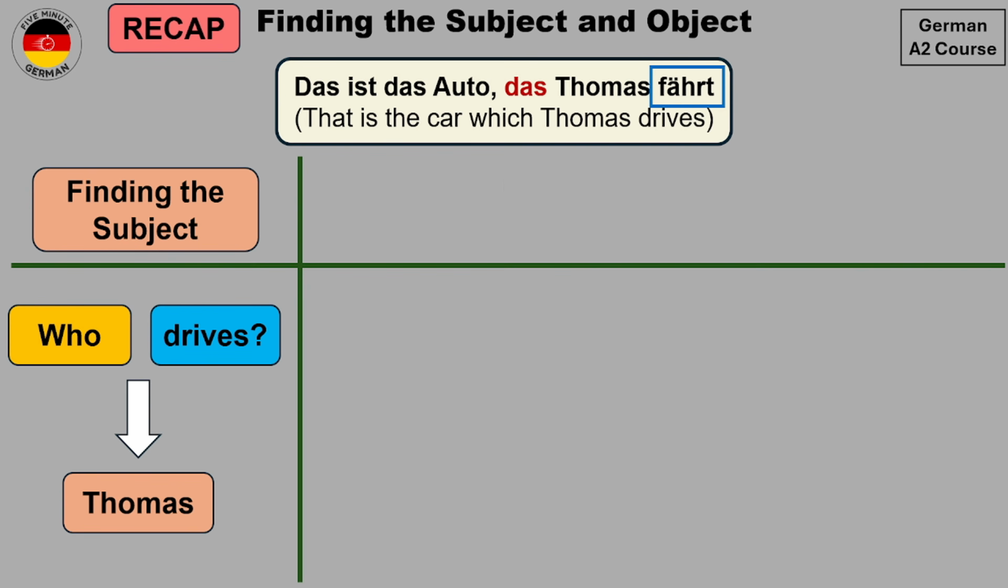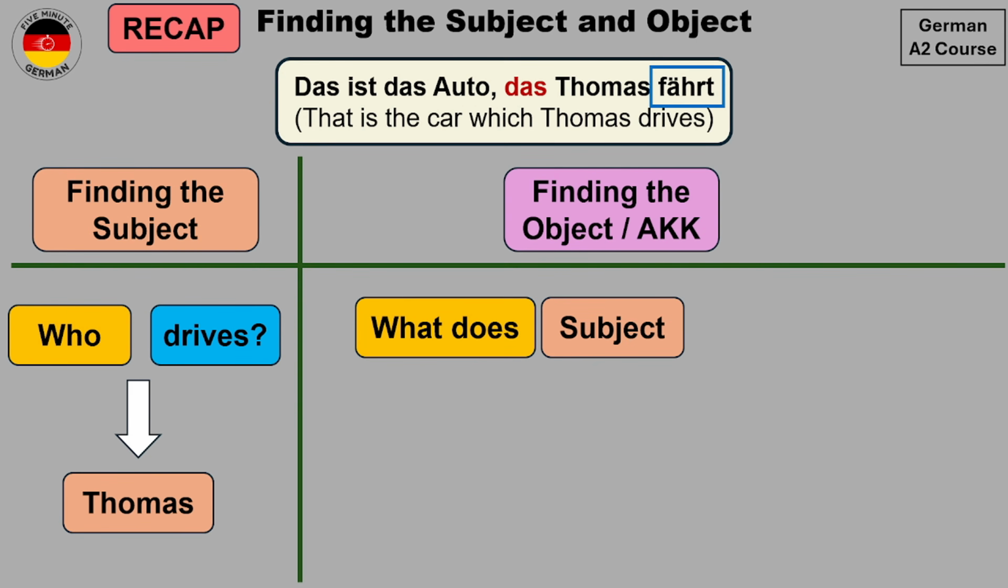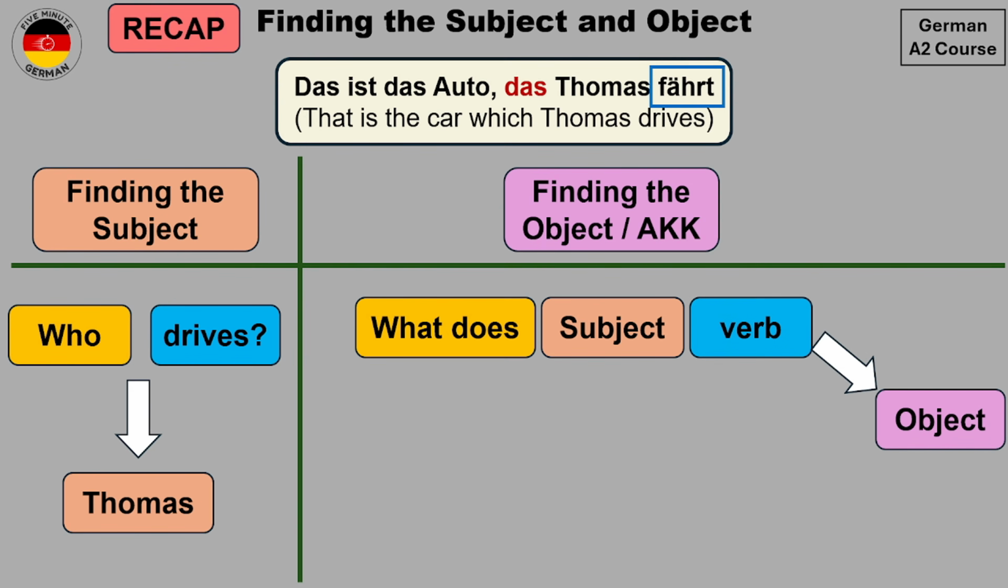Now let's take a look at how we can find the object, or Akkusativ. For this, you will ask the question, what does, then you will add the subject and then you will add the verb. And this will give you the object. Now in the example above, we already know that the subject is Thomas and the verb is drive. So the question becomes: what does Thomas drive? And the answer is das Auto. So Auto is our object, or the Akkusativ case.